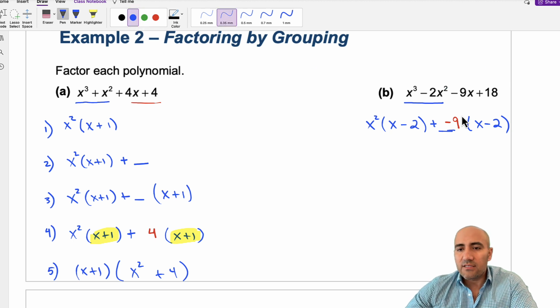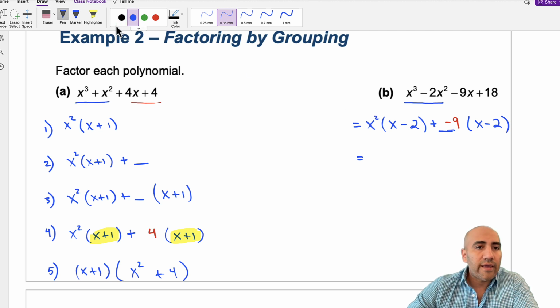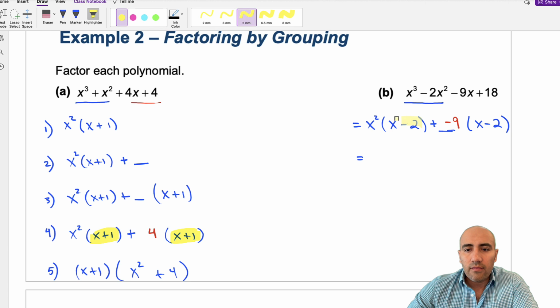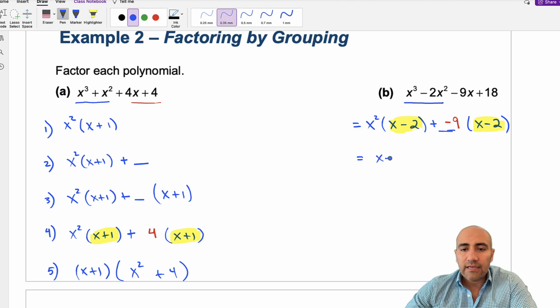Okay, so luckily for us, this does work out. And so now I just clean it up a little bit. Next I go ahead and factor this and this. I realize that both terms have an x minus 2 in common. I factor that out, and that results in x minus 2, parentheses, and then there is an x squared, and then it's a plus minus, so it's just going to be minus 9. Okay, so I finished the factor by grouping process, so we're done with that.